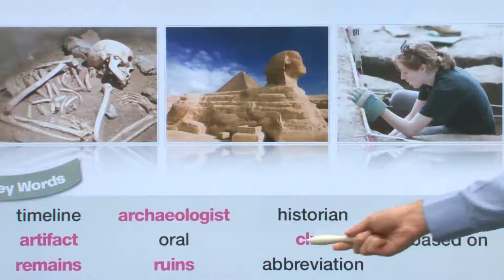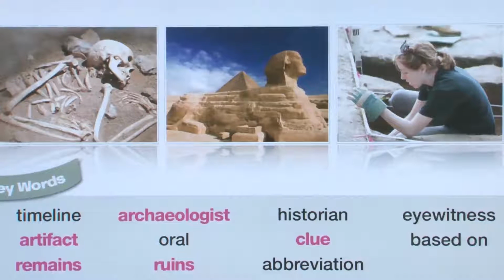Clues or clue are hints from the past. We use these to then try to make educated guesses or reports on how these people lived. We do our best to explain past human cultures. These clues or hints are the best way for us to do so.